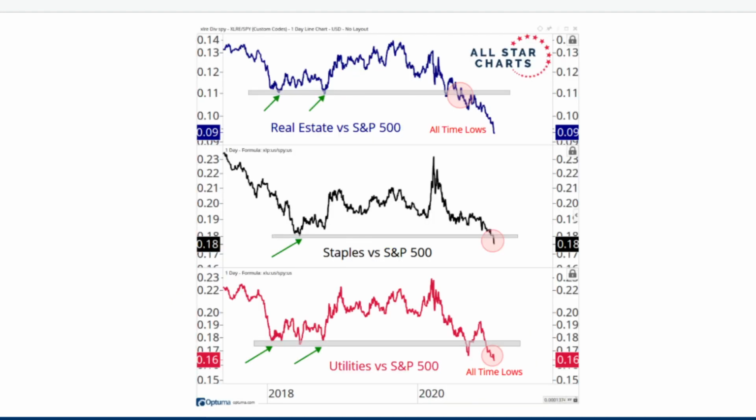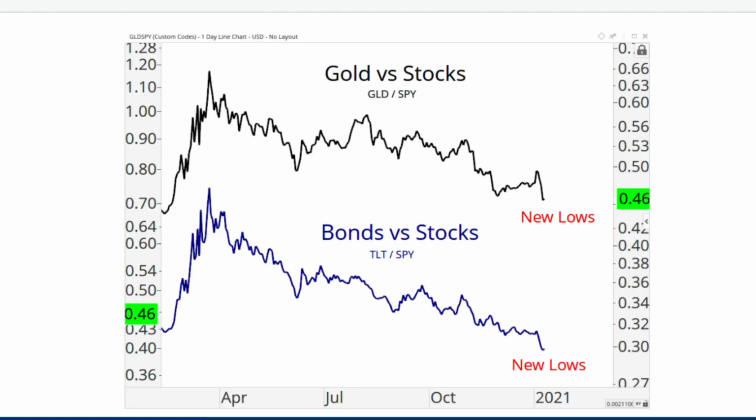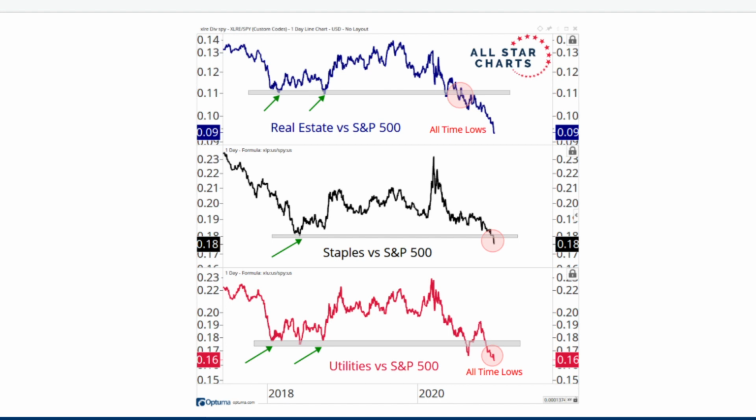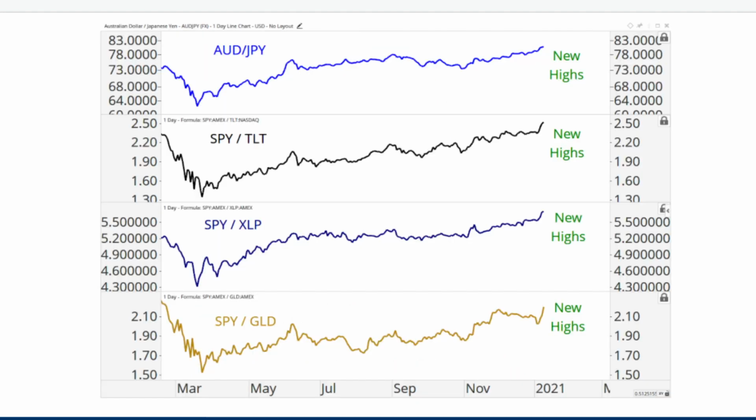Now, let's take a look at some of the sectors. These are some of the more defensive areas: utilities, consumer staples, of course, real estate. I'm seeing new lows on a relative basis. So the types of areas that should be underperforming in a strong market are, in fact, underperforming. Gold and bonds are making new relative lows, staples, new lows, utilities, new relative lows. This is what risk appetite looks like, folks. This is what it looks like.